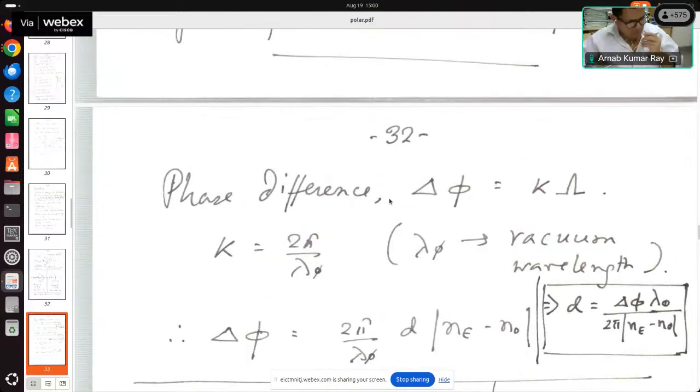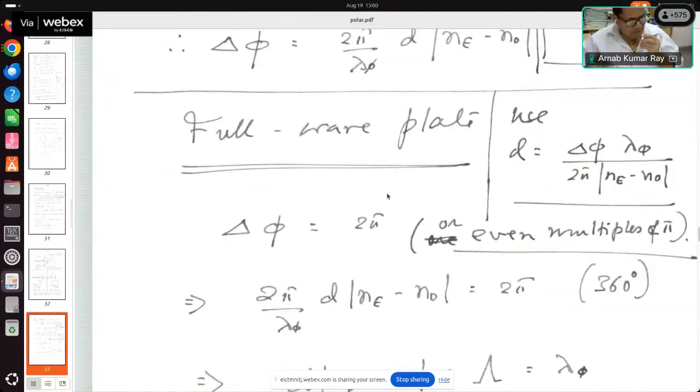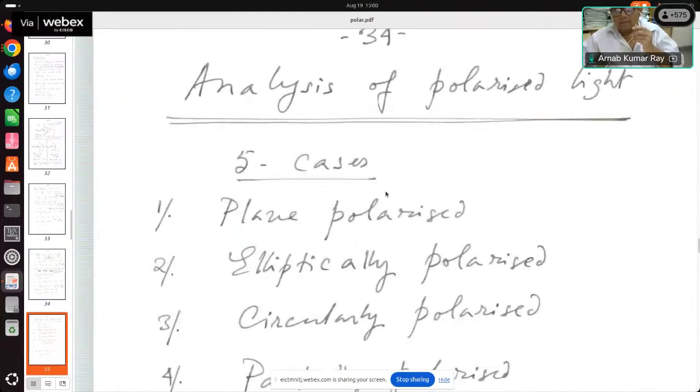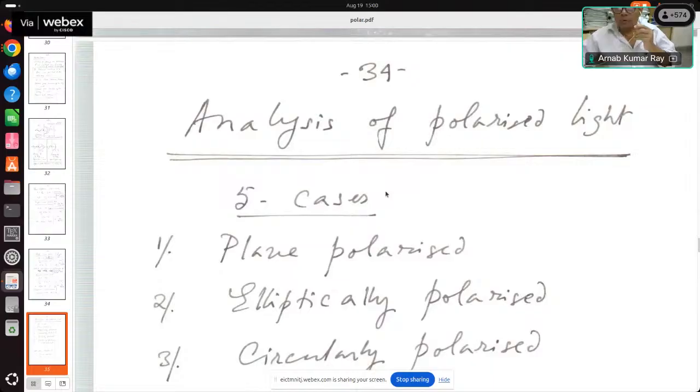We have discussed retarders. Now, with the idea of retarders, we shall see how we can analyze polarized light. So this is a new topic.